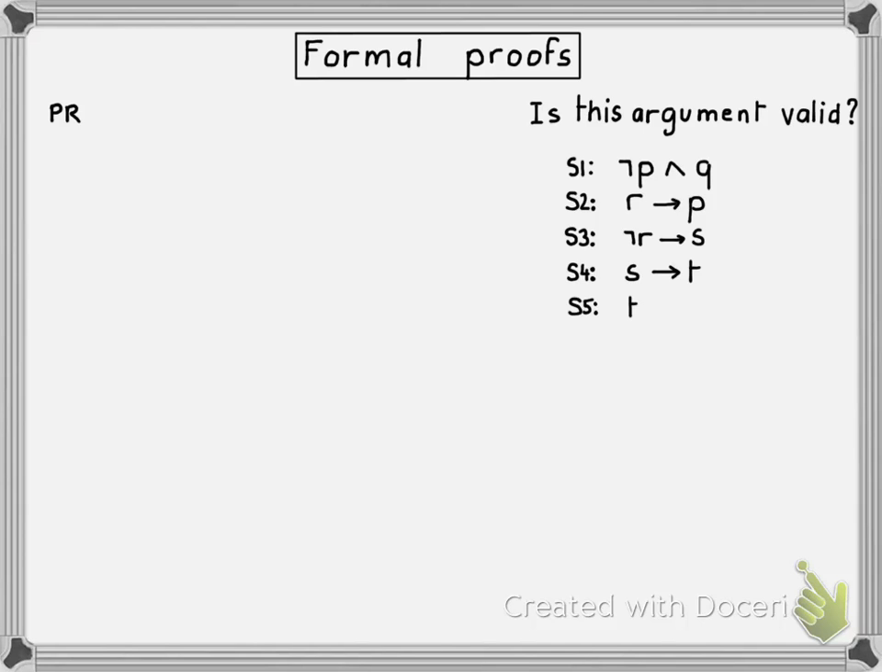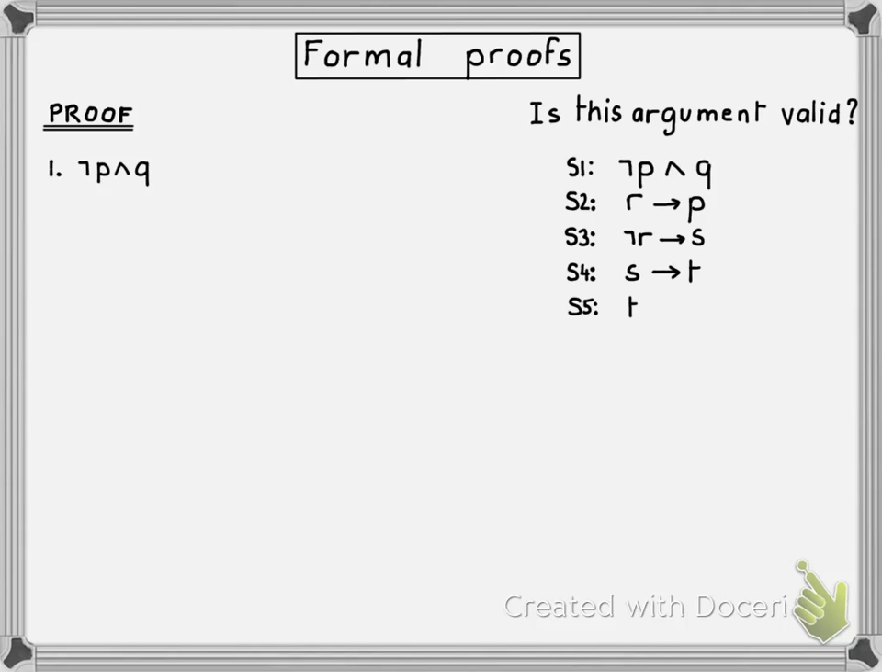So now we are going to write a proof, a formal proof of this argument, meaning we're going to assume that the premises S1 through S4 are true. These are given as assumptions or premises, and we're going to prove or establish the fact that T must also be true. So what is a proof? A proof is going to be a sequence of propositions. Each proposition is numbered. For example, the first one, proposition number 1, is not P and Q.